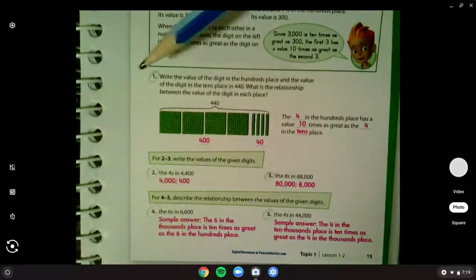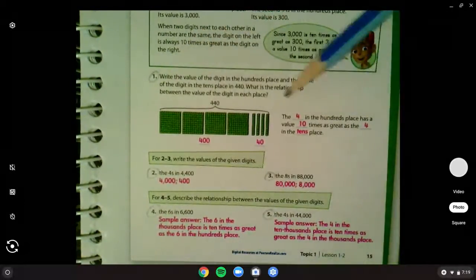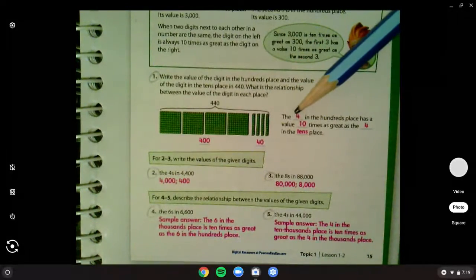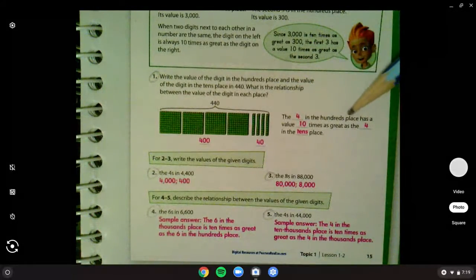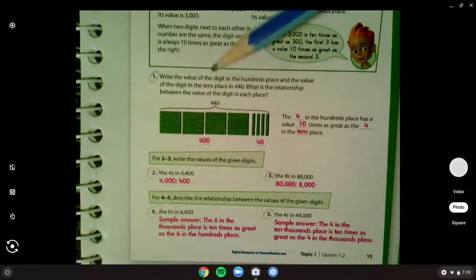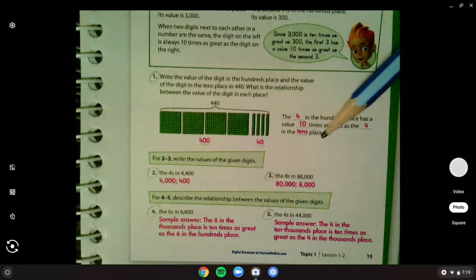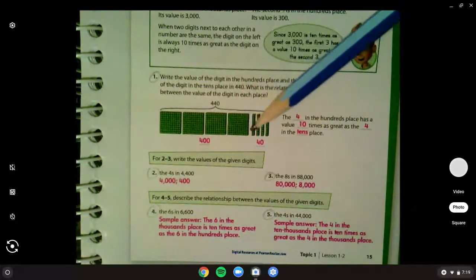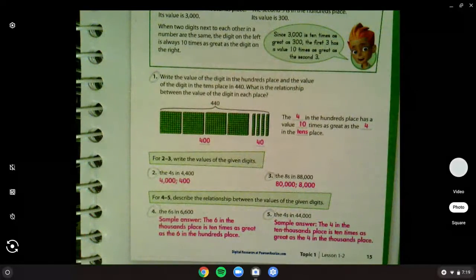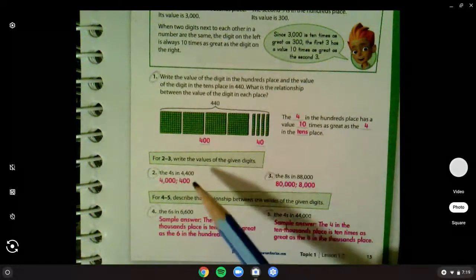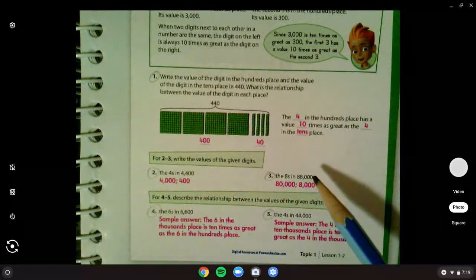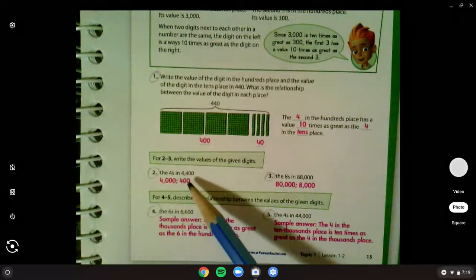All right, number 1 wanted you to fill in all the blanks over here. So the 4 in the hundreds place has a value 10 times as great as the 4 in the tens place. We know that these pictures here show 400 and these ones here show 40. So number 2 wants you to find the value of the given digits. So 4,000 and 400.